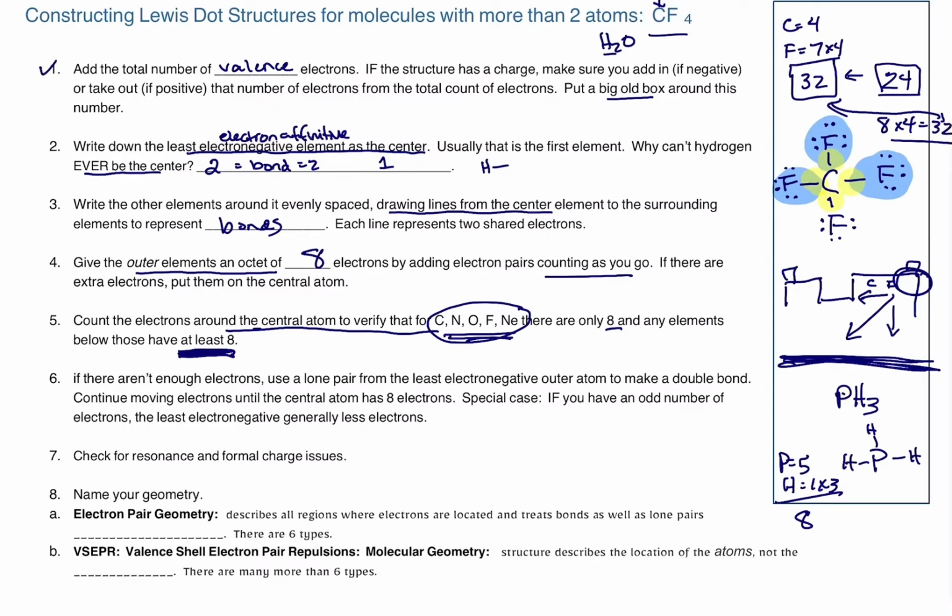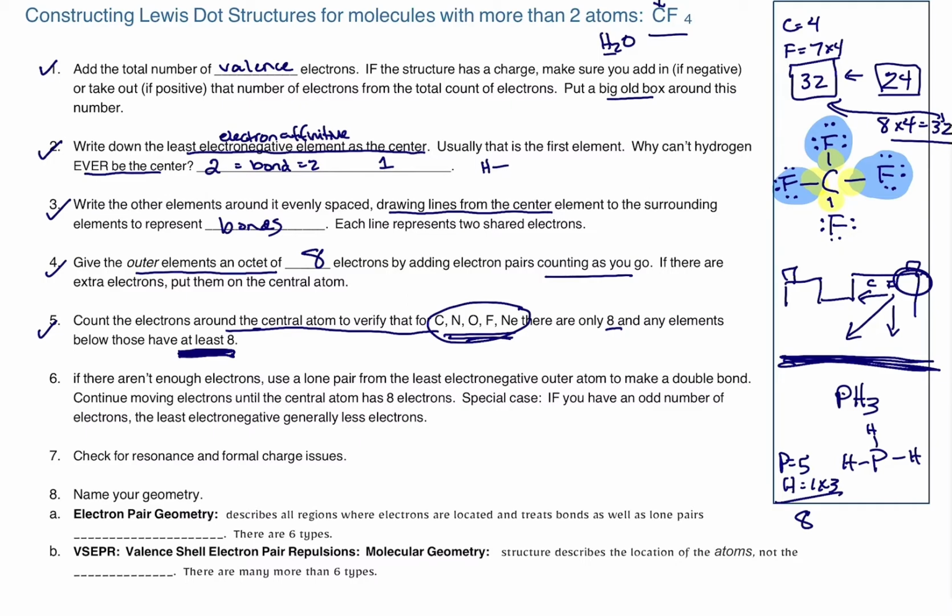So I've done this step, the valence count. I've written down the P in the middle because the hydrogen can't be in the middle. I've written the atoms around and drawn the lines. Now I need to give the outer ones an octet of 8. But since I have all hydrogens, they're already full. I don't put anything around the hydrogens. So he's got two right there, and he's good. This one has 2. This one has 2. So they're all good. So when you have hydrogens on the outside, you don't have to worry about making the octet. And then I have to count the electrons around the central atom to verify.